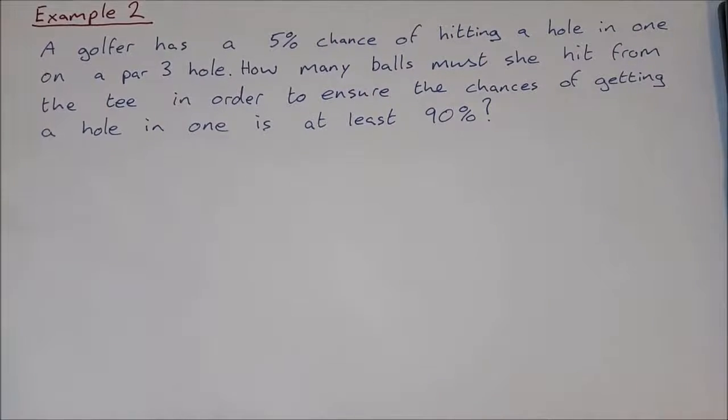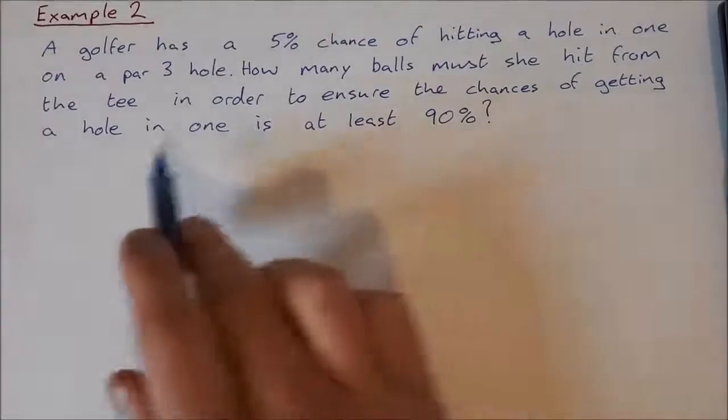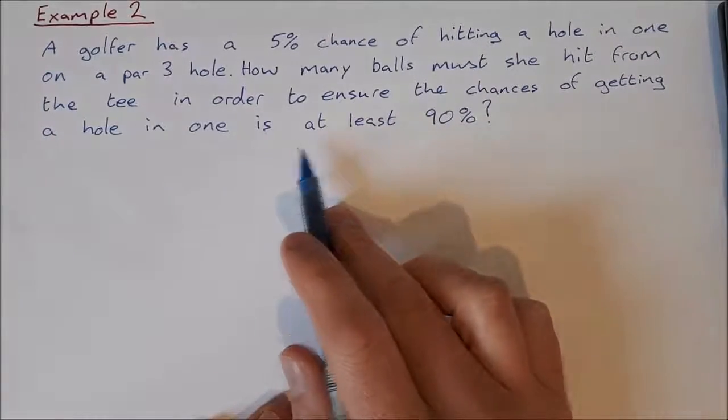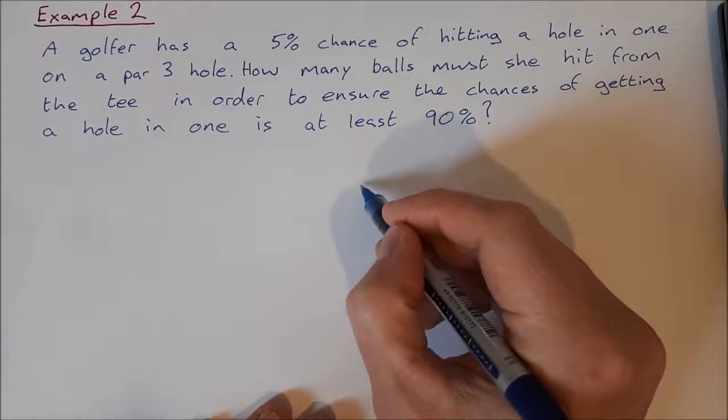Okay, so for this we set up an inequality. So the chances of getting a hole-in-one is at least 90%. So that's our inequality straight away.